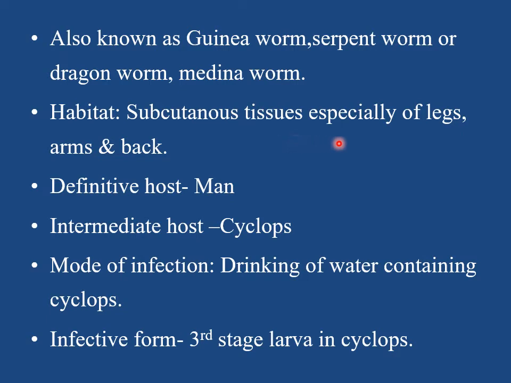Habitat is subcutaneous tissues, especially of legs, arm and back. Definitive host is man, whereas the intermediate host is cyclops, which are present in the water. Mode of infection is drinking of water containing cyclops. Infective form of this parasite is the third stage larva in cyclops.